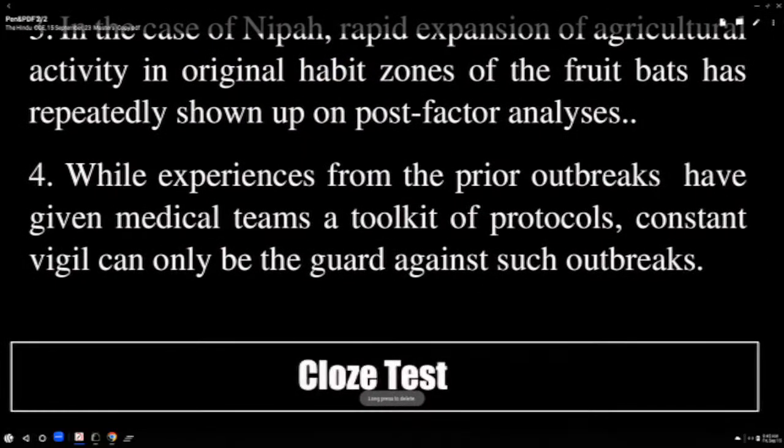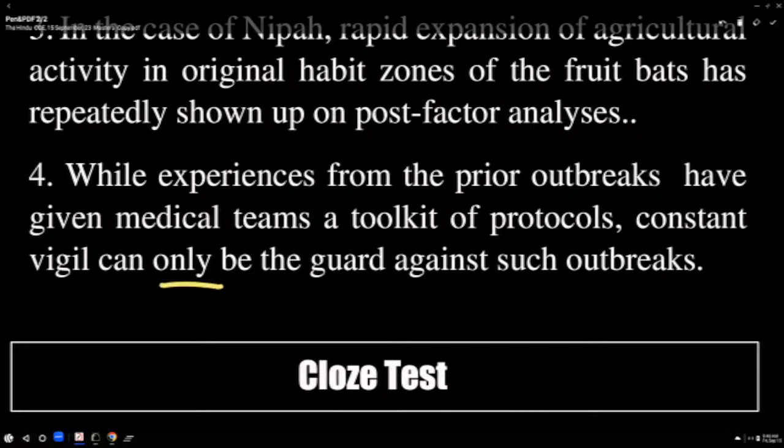While experiences from the prior outbreaks have given medical teams a toolkit of protocols, constant vigil can only be the guard against such outbreaks. See, all these are important questions. Unfamiliar, also try to spot the error. Those who have learned grammar must have learned adverbs. Whenever you come across the word only, you got to be careful.